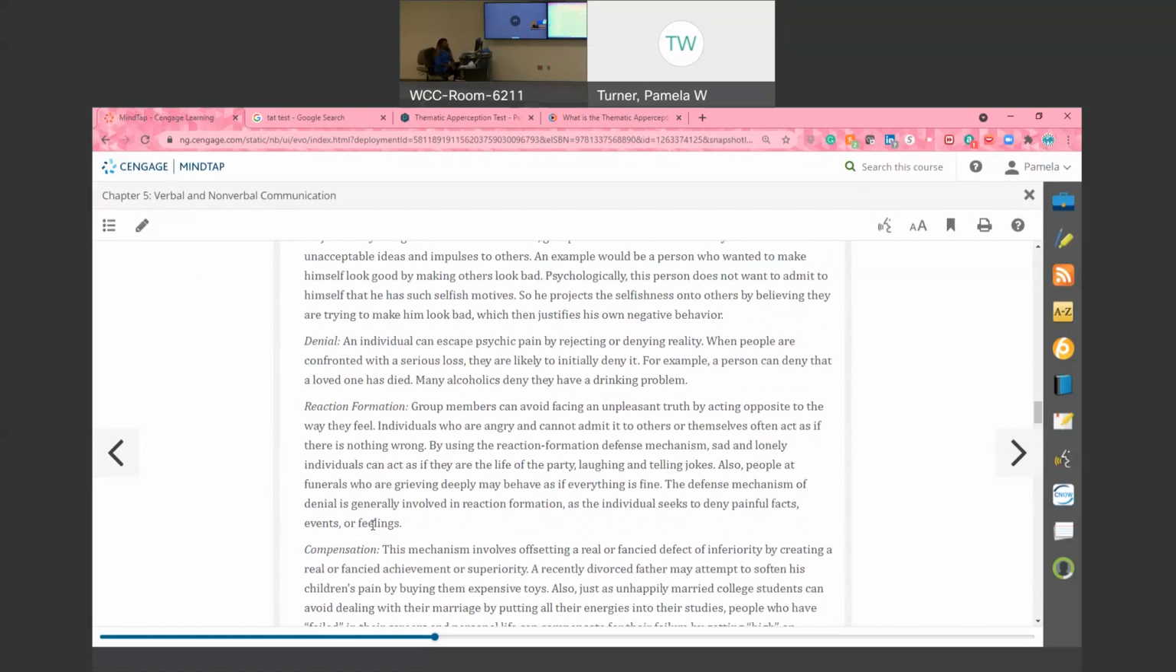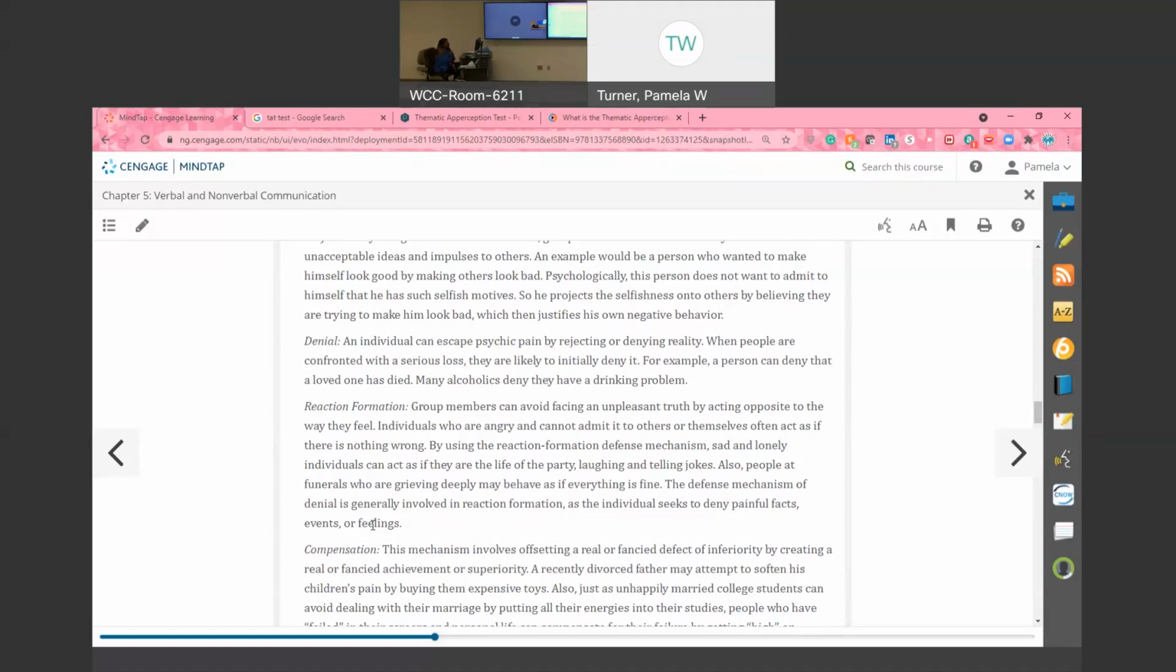Reaction formation is when I'm forming a reaction totally opposite of how I really feel. So let's say that I have lost my job and we're worried about money and I go out and plan a huge cruise for my family. So I'm forming a reaction totally opposite than how I really feel.